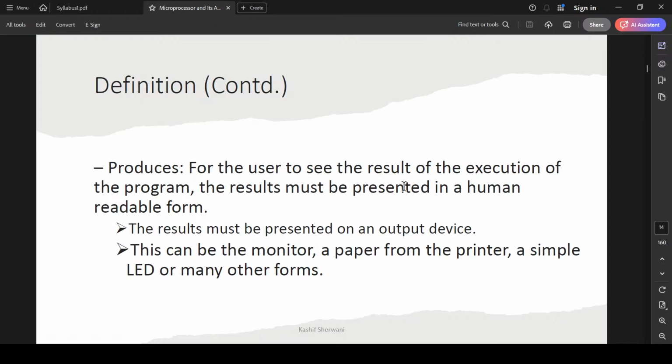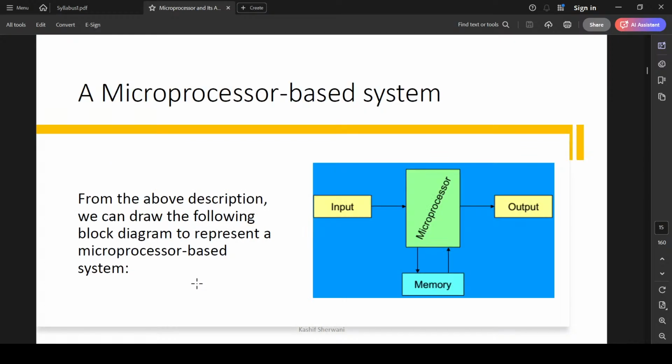For the user to see the result of the execution of the program, the results must be presented in a human readable form. These results must be present on an output device. Now the need of an output device is there, so we can use a monitor, paper, printer, LED, or any other thing. Now the technical terms are going to start. So this is the description we can conclude from the following discussion.